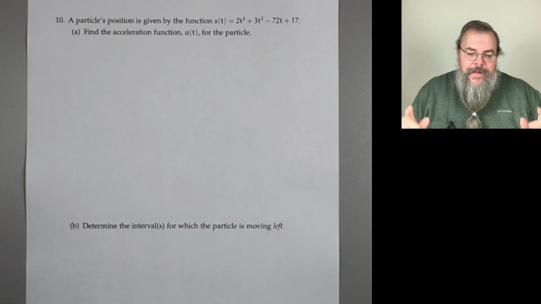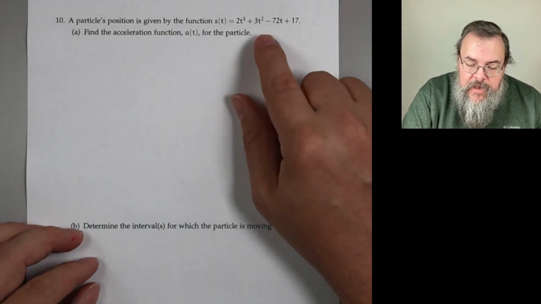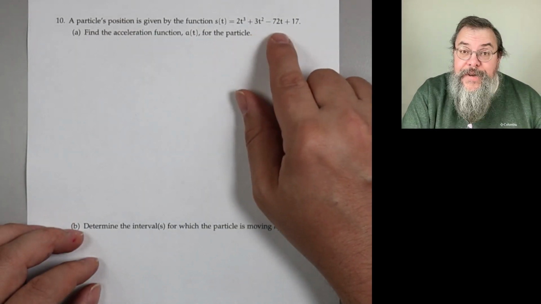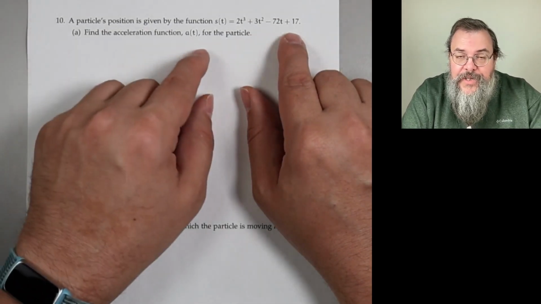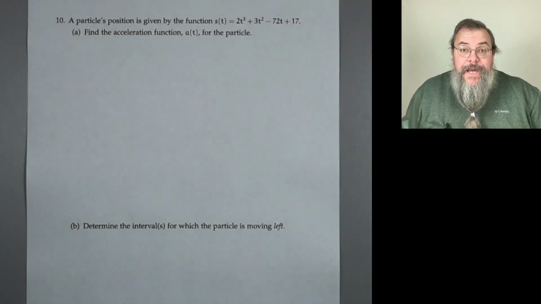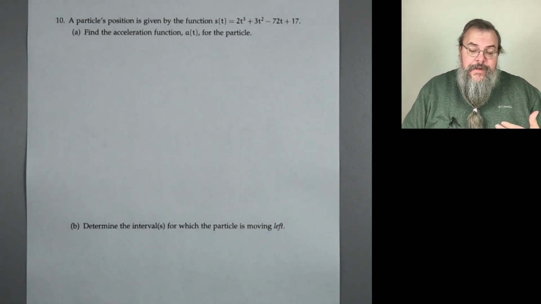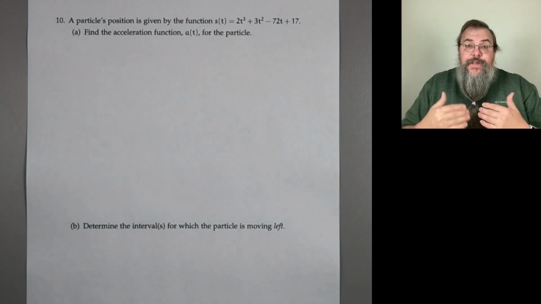Last problem. A particle's position is given by 2t cubed plus 3t squared minus 72t plus 17. Find the acceleration function a of t for the particle. So what do we have? We want acceleration, but what we have is position. How do these relate?